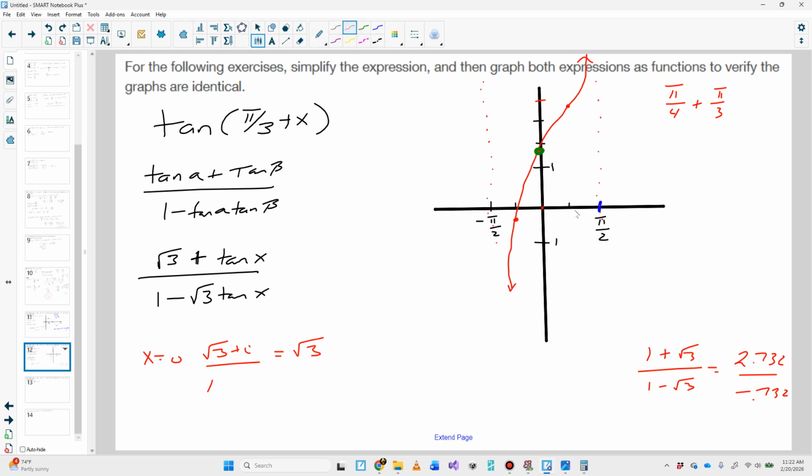Let's do the same thing with x is pi over 4. So that's going to be tan of pi over 4. Well, tan of pi over 4 is just 1. So when x is 1, that's going to be equal to the square root of 3 plus 1, and that's going to be over 1 minus the square root of 3. Well, that is exactly the same as this right here. Okay, that's exactly the same. So that point matches. And I do believe that I could imply that that point is most certainly going to match if I plug in negative pi over 4. And so, therefore, we do have the same graph.